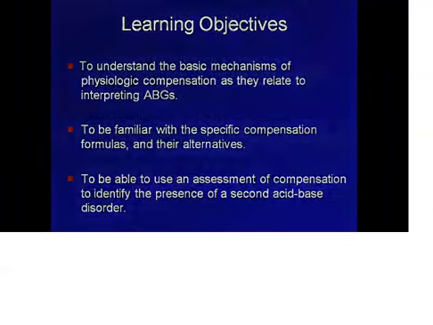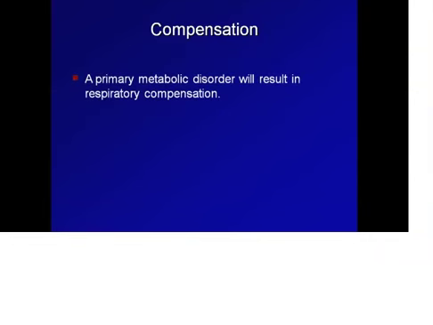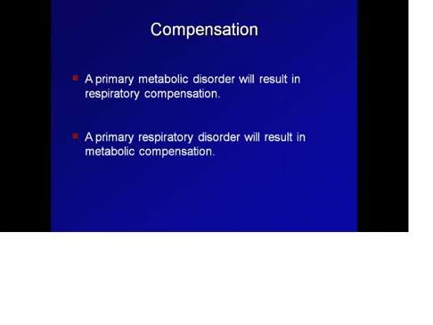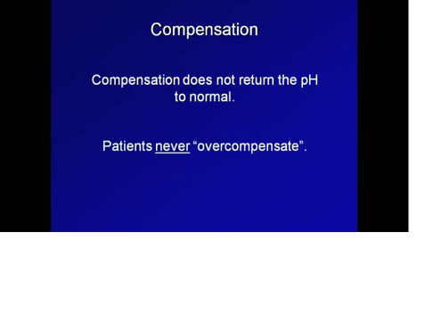The topic of compensation was first introduced in Lecture 2, but to remind you, the body attempts to compensate for acid-base disorders in such a way as to mitigate derangements of arterial pH. A primary metabolic disorder will result in respiratory compensation. A primary respiratory disorder will result in metabolic compensation. Compensation does not return the pH all the way to normal, and patients never overcompensate.